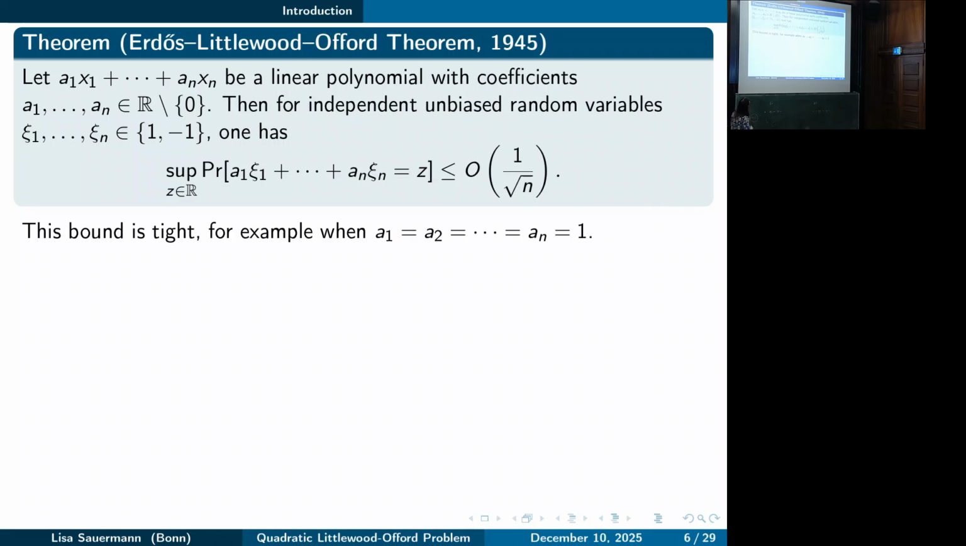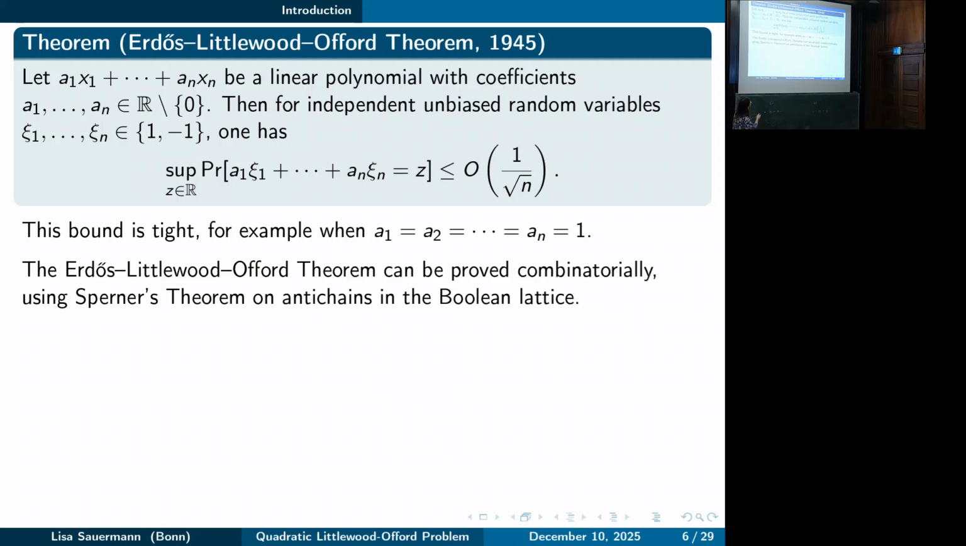Okay, so here is again the theorem, and let me also remark that this bound is tight. For example, you can take all coefficients to be 1, and then this is basically looking at how big the middle binomial coefficient is compared to 2 to the n, and then you find that this bound is tight up to this implicit constant factor.